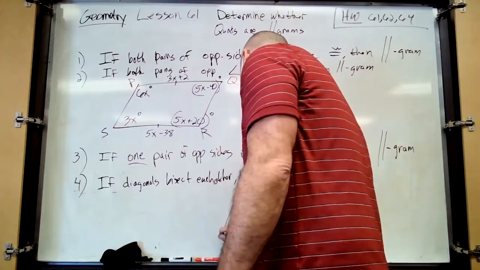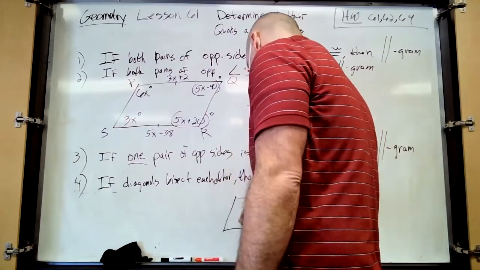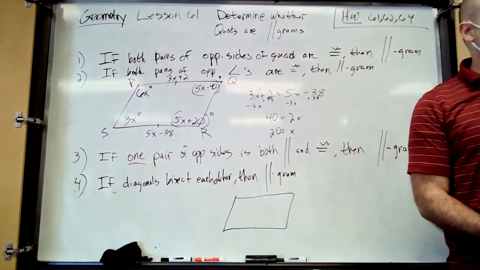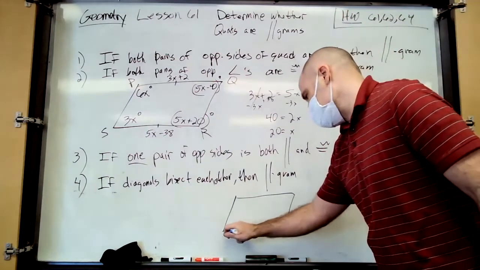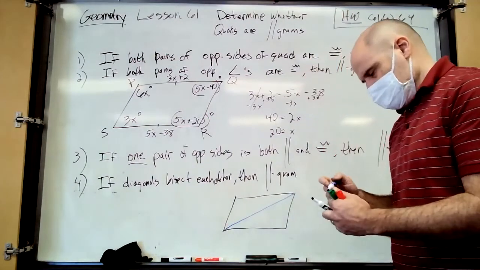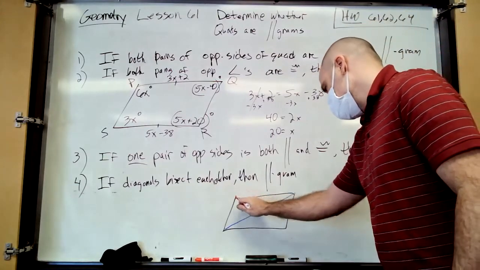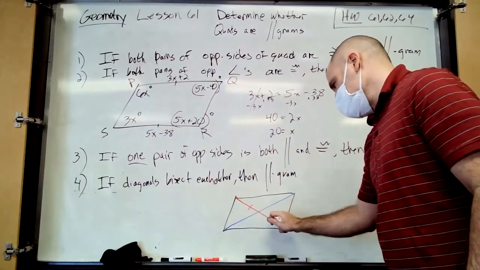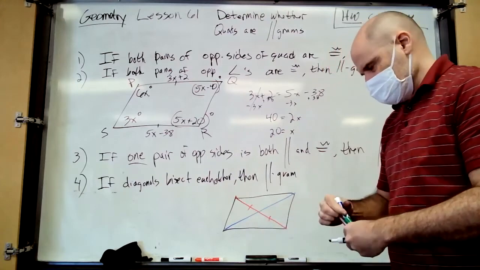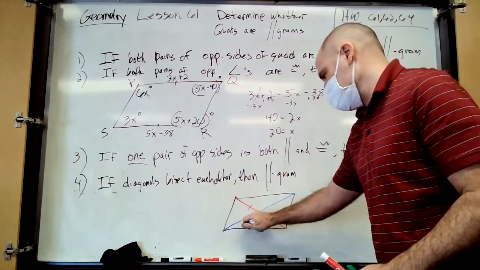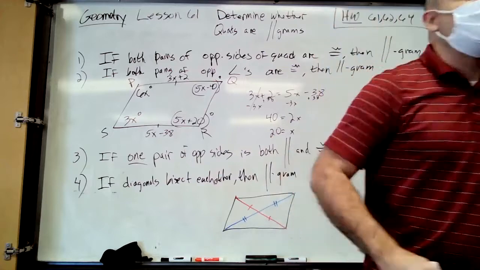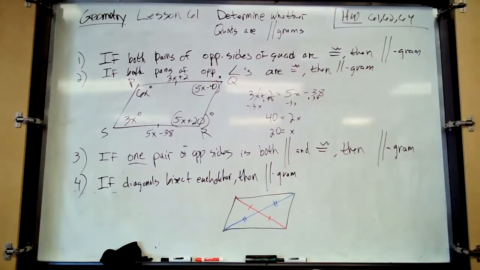So for example, here's what the proposed parallelogram is. A diagonal looks like this. Another diagonal looks like this. If these bisect each other, so if they separate it into two congruent segments, then it's a parallelogram.